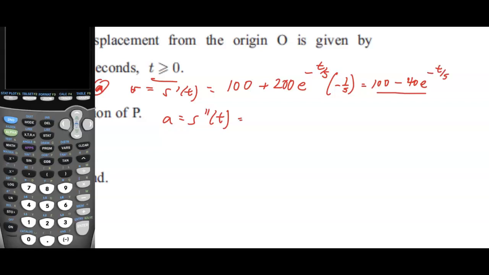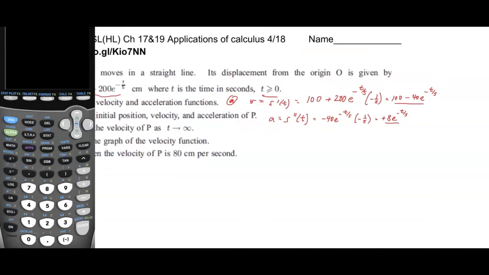Our s double dash function would be the derivative of that. The derivative of 100 is 0, of course. The derivative of negative 40 e to the negative t over 5 would be negative 40 e to the negative t over 5, chain rule, negative 1/5. So that would be 40 divided by 5 would be positive 8 e to the negative t over 5, right? Because 40 divided by 5 is 8. So that is the acceleration function.